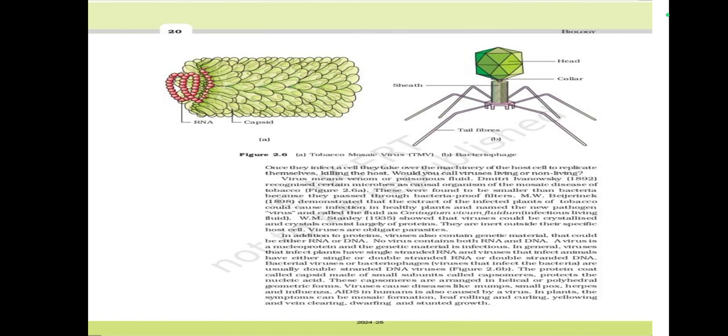geometric forms. Viruses cause diseases like mumps, smallpox, herpes, and influenza. AIDS in humans is also caused by a virus. In plants, the symptoms can be mosaic formation, leaf rolling and curling, yellowing and vein clearing, dwarfing and stunted growth.